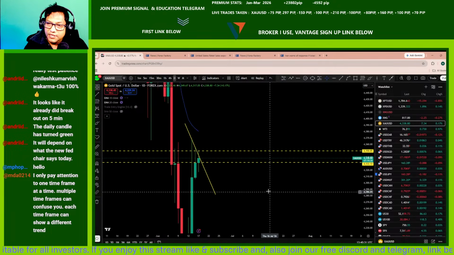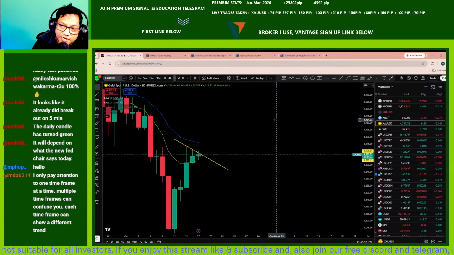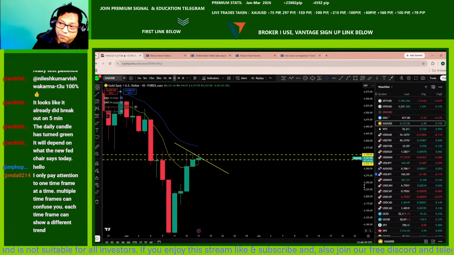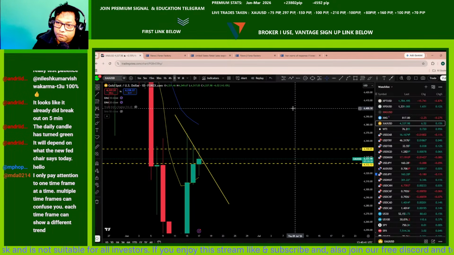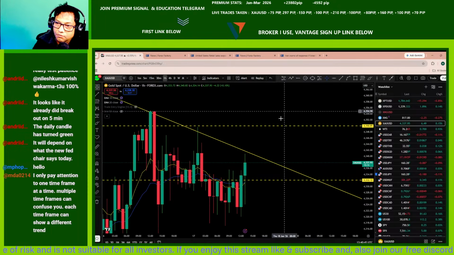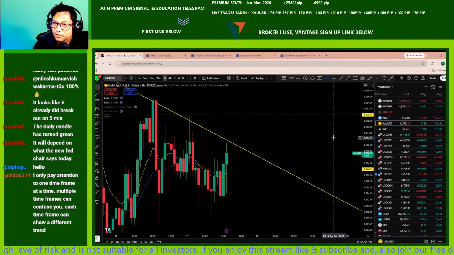Now looking at the daily chart, the daily trend shows that at any point the trend could break below. But if you look at the lower time frames, they show a different picture. That's very important to look at.